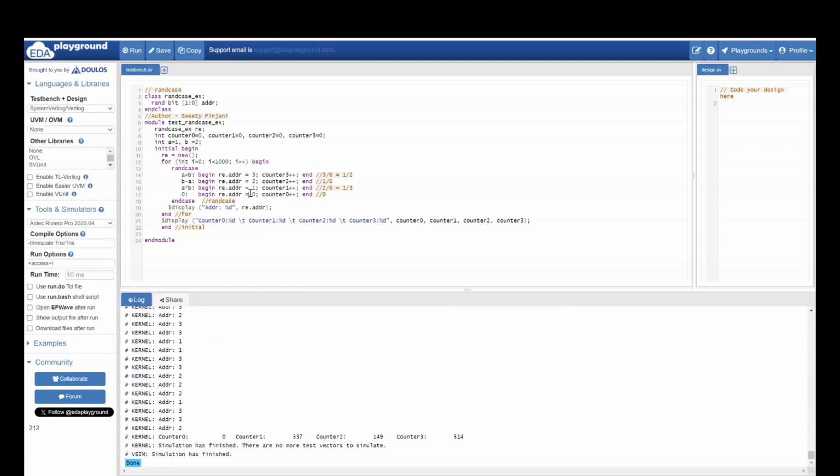Here if you see for value 0, weight was 0, that is why the counter is 0. For value 1, weight is 1 third, which is almost 337. For value 2, address equal to 2, weight is 1 sixth, which is almost 149. And for this value 3, weight is half, which is almost 500, and here it got generated 514 times, which means these weights are getting followed.